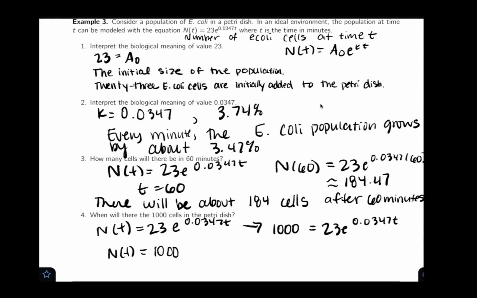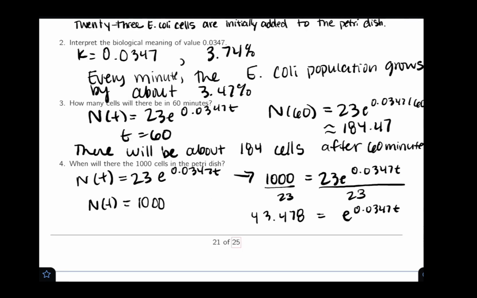Now, what we have here is an exponential equation, right? This is an equation with a variable up in my exponent. And in earlier objectives, we learned how to solve these. We will start by isolating my exponential by dividing by 23, giving us about 43.478 equals e to the 0.0347t. And we can turn this into a logarithmic equation by either taking the ln of both sides or converting forms.